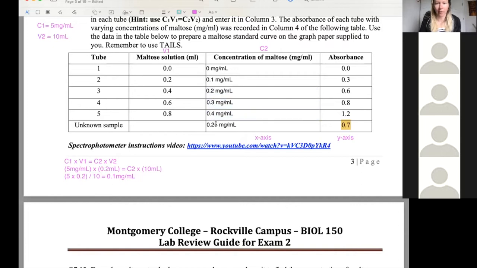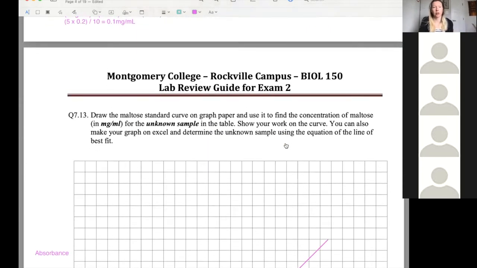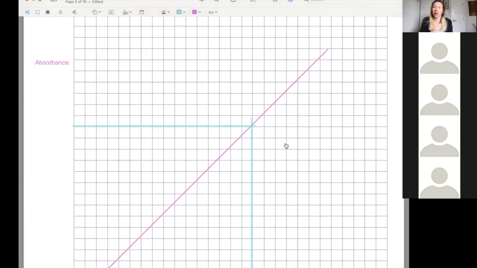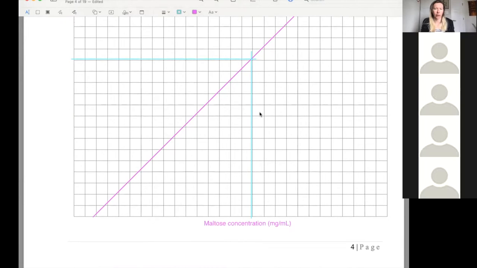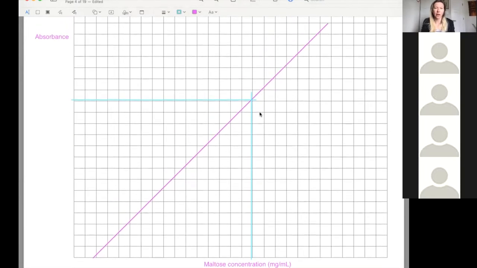You can use the 0.25 as an approximation. The actual answer is 0.24. So approximating it gets us pretty close to what the actual answer is if we were to construct this graph very precisely, or you could put these numbers into Excel and get a graph almost immediately, and it would tell you the correct answer. The important thing here is that you know how to use this standard curve, so that if you're given a standard curve on the exam, you know what to do with it and how to find the right answer.